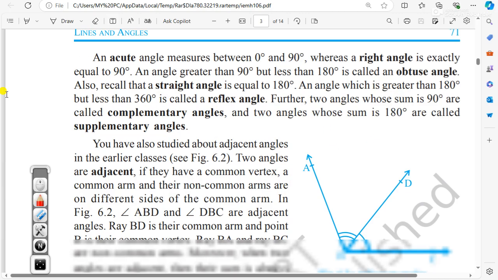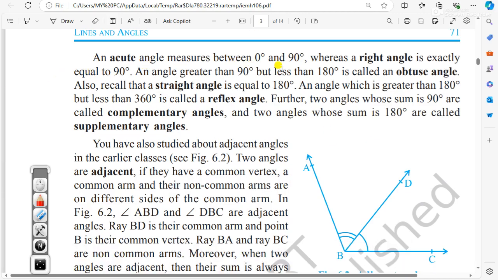Now all these definitions. An acute angle measures between 0 and 90 degree, whereas a right angle is exactly equal to 90 degree. An angle greater than 90 degree but less than 180 degree is called an obtuse angle. Also, recall that a straight angle is equal to 180 degree. An angle which is greater than 180 degree but less than 360 degree is called a reflex angle.